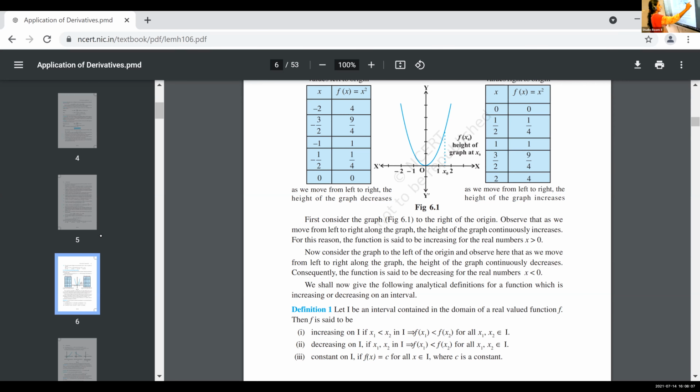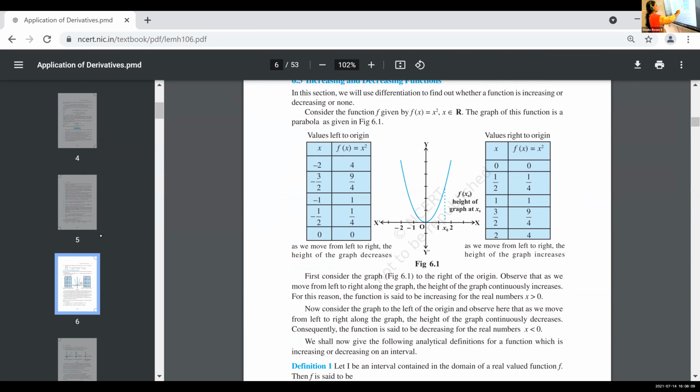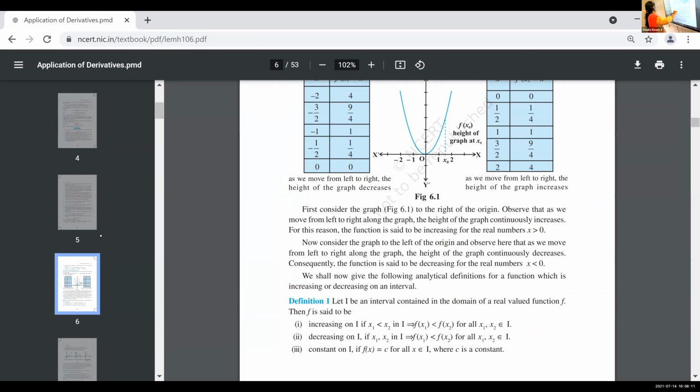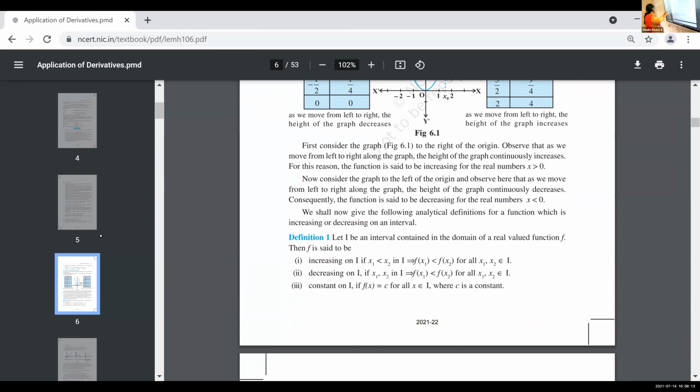Now, look at the graph given here. Yes, for decreasing we should make a change, right? Look in your textbook. In the textbook, what is given? What is the symbol given there? It is f of x1 is less than f of x2. x1 less than x2 implies, what about f of x1? f of x1 is less than f of x2. Is it less than given there? Then accordingly you should change.